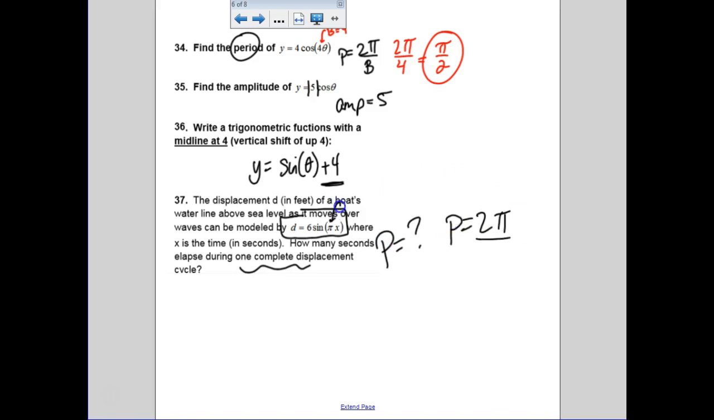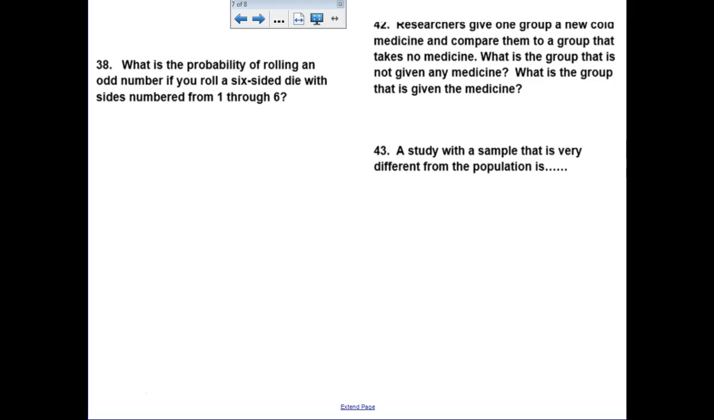So I look at my function. This time b is a pi, so the pi's are going to cancel out, and you get 2 seconds. A real-world question should have a real-world answer. Keep that in mind when you're answering that question.